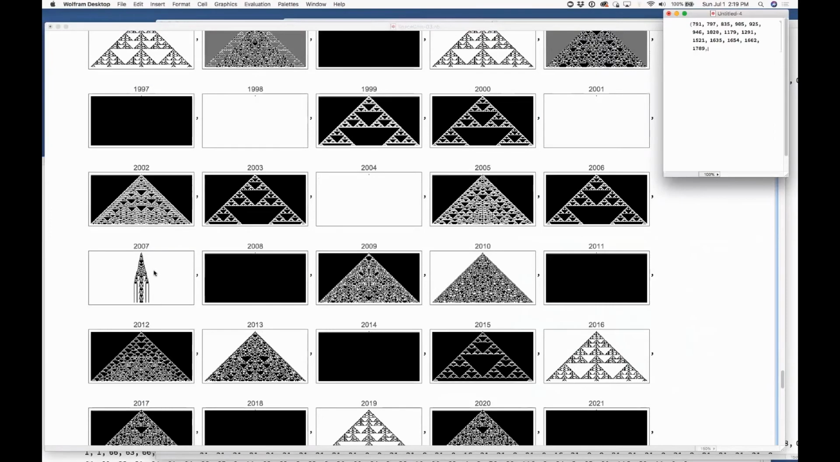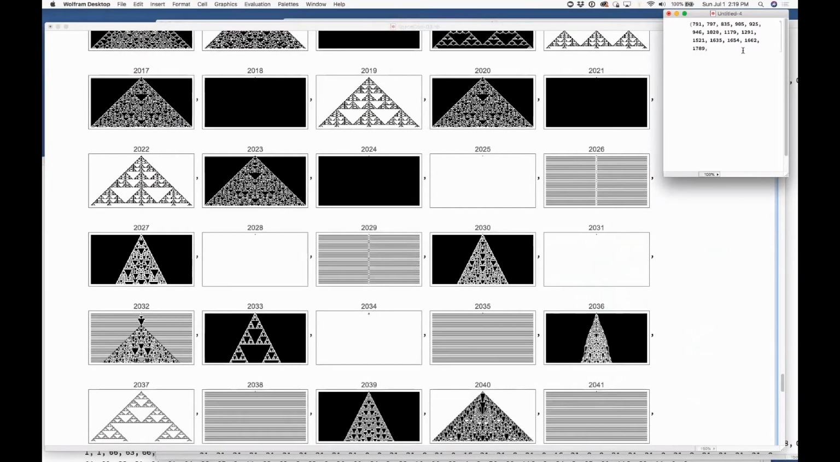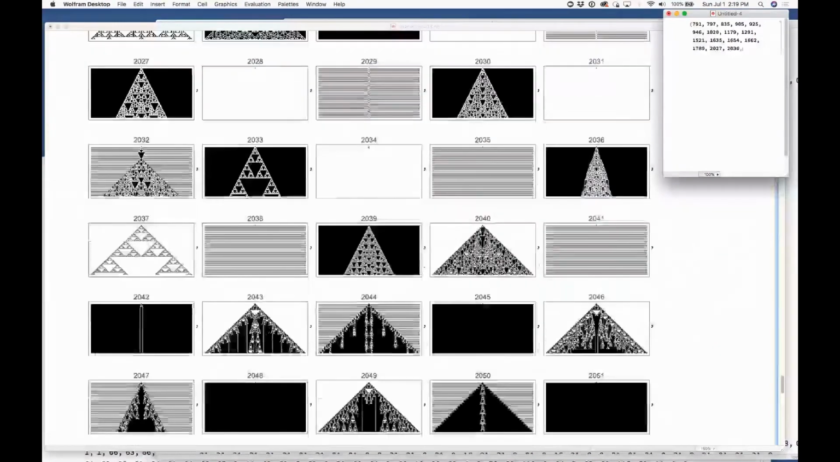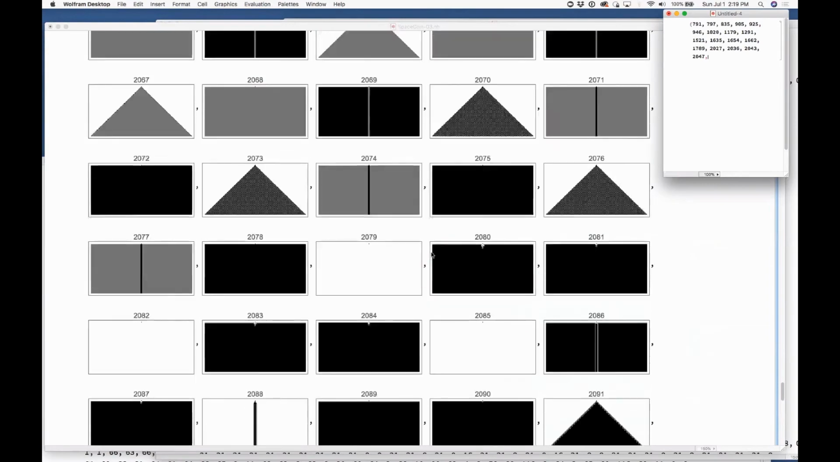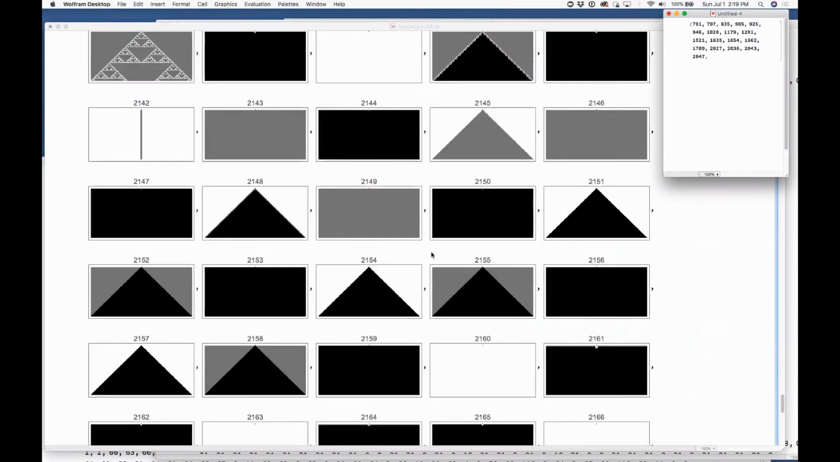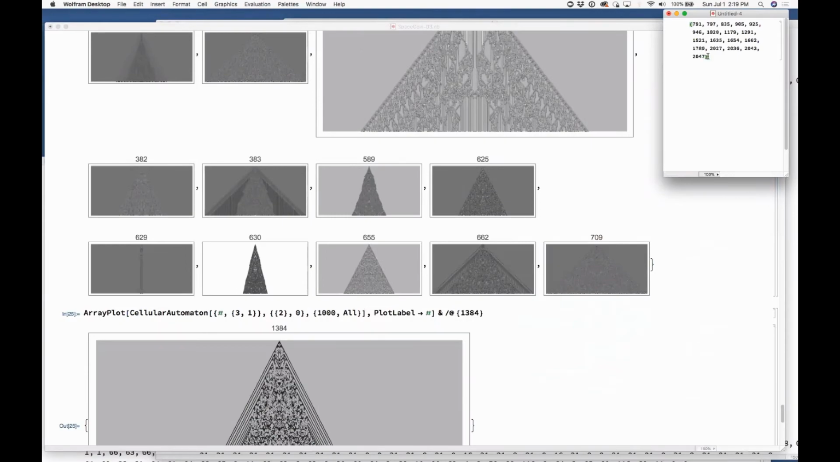That was our 2007 one. Okay, 2027 I think has a possibility. 2036 I predict is probably not that exciting. 2043, and we're almost done here. 2047. And they'll get boring at the end. Okay, so we've got another list of candidates. Let's just take a look at what those do.